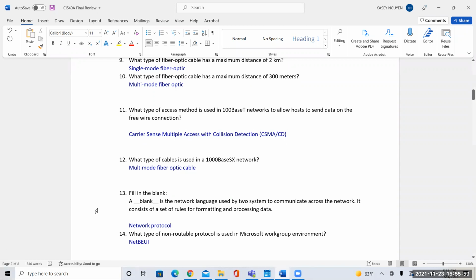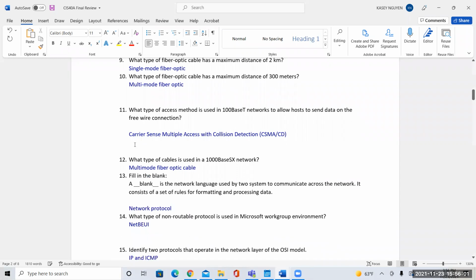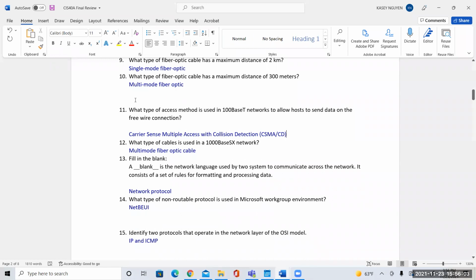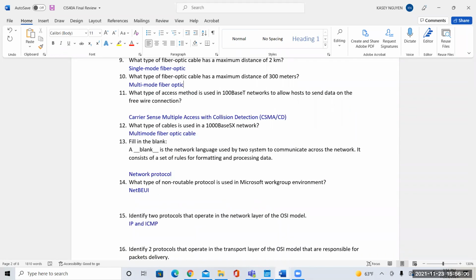But we can implement client-server type of network by using domain, and that's when you add the domain. For 14, we are talking about 14.